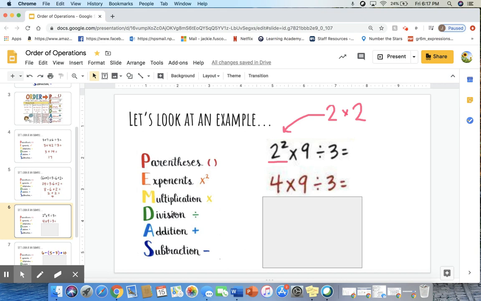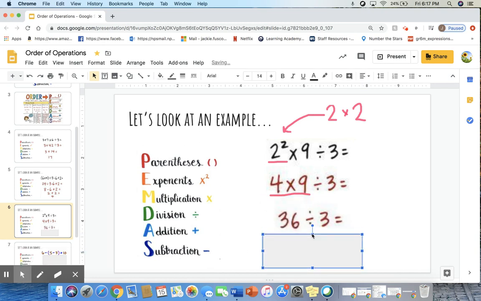Next is multiplication and division. So I have multiplication and division here. So remember, I need to work from left to right. So that means I'm going to solve 4 times 9 first. 4 times 9 is 36.